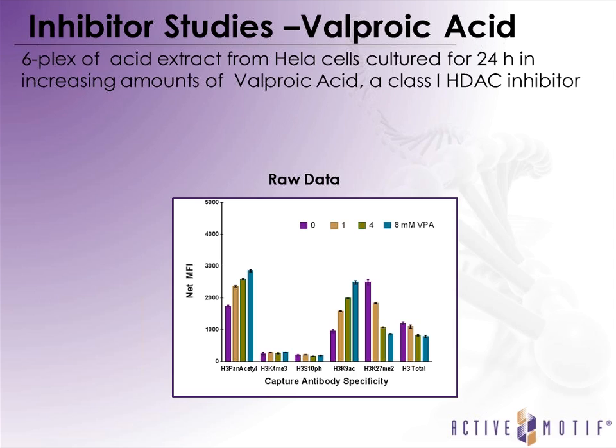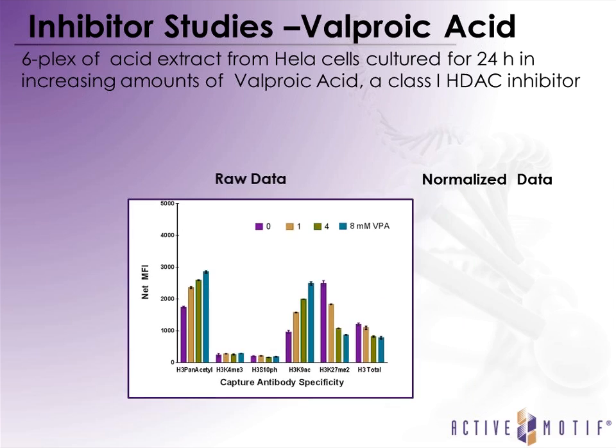In addition to the antibody specificity testing performed during the development phase of the assay, we've also performed a series of inhibitor studies as a way of demonstrating in-assay specificity of these reagents. Here we show data from HeLa cells treated with the class 1 HDAC inhibitor valproic acid. The acid extracts were tested with a 6-plex multiplex, and the raw median fluorescent intensity is shown. Across the samples, you will note differences in several of the modifications, but you'll also note that there are differences in the amount of total histone H3 present in the wells.